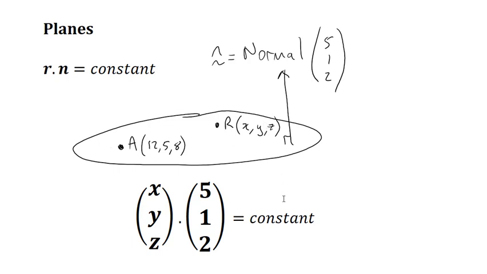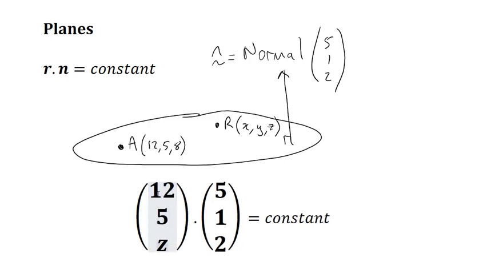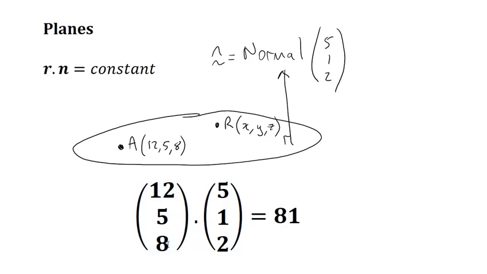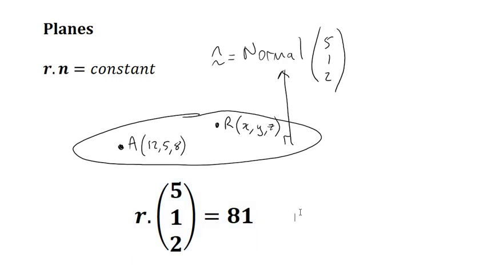It might be pointing downwards. It doesn't matter as long as it's perpendicular. And we're told it is 5, 1, 2. That means that every single point on the plane, if you dot product it with 5, 1, 2, you always get the same number. And we can work out what that number is by putting in the known coordinate. So I can do that. And so now I have the equation of the plane. I can put this back to R, and that is the equation of the plane.